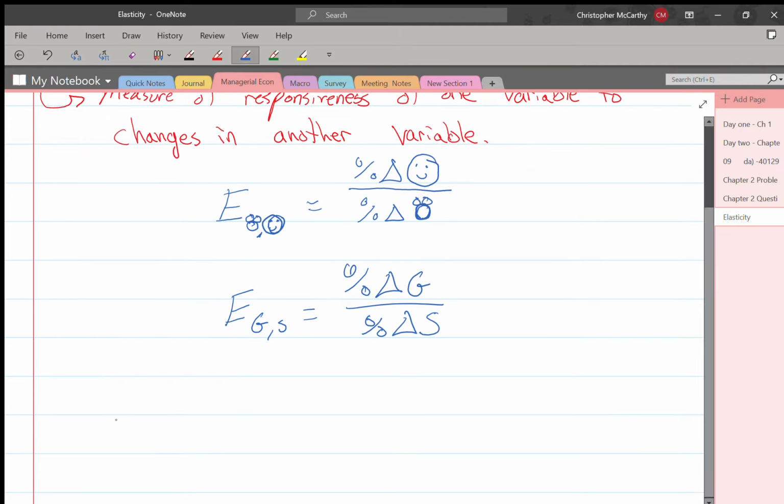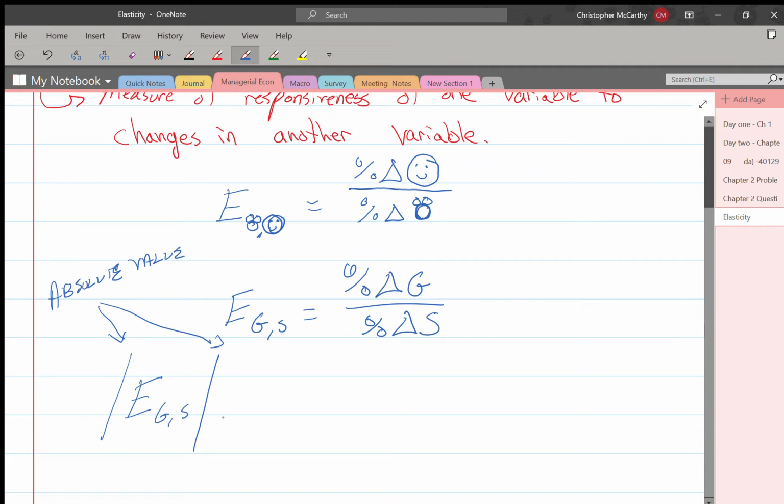So whenever we do this, we're always taking the absolute value of it. What does absolute value mean? It just means if it's negative, we turn it positive. If it's positive, we leave it alone.